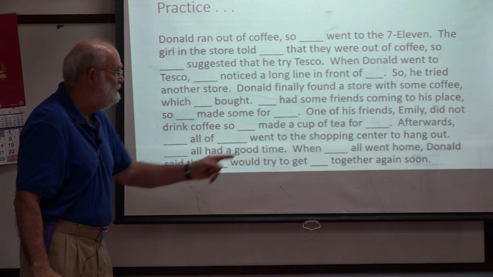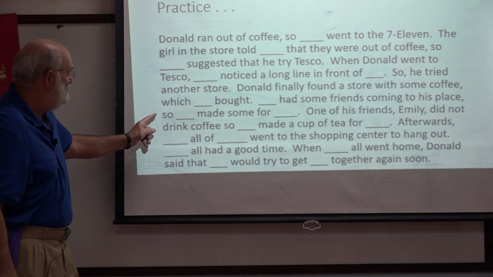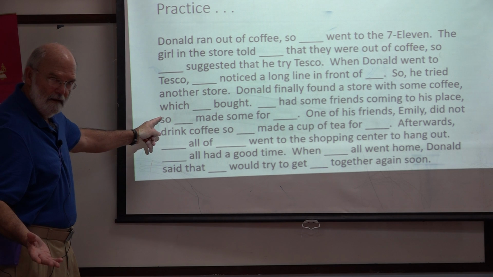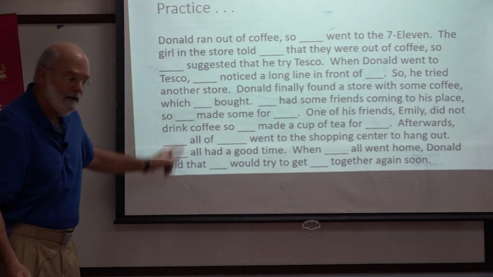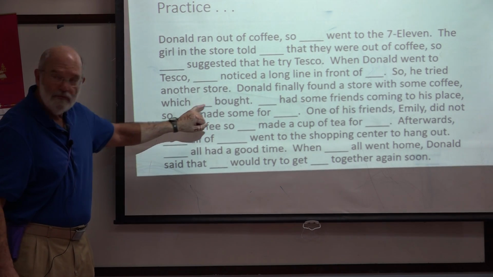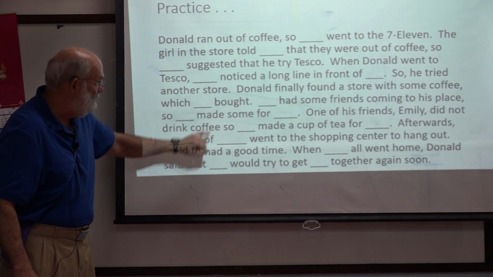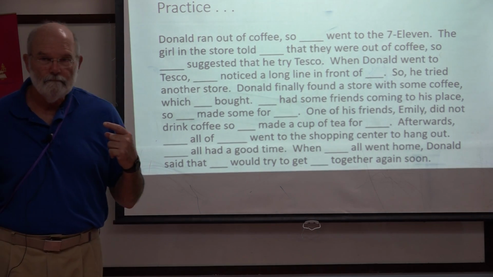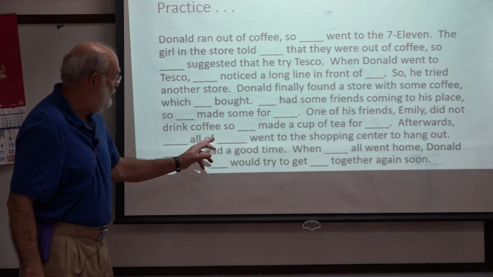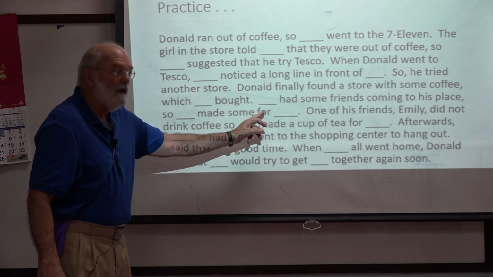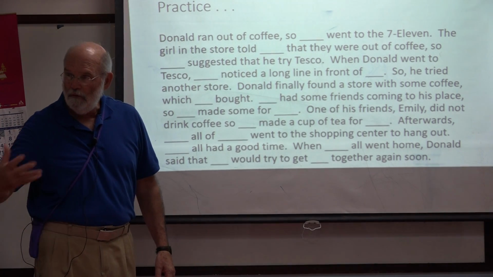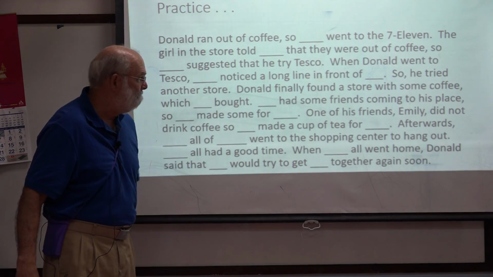He had some friends coming to his place, so he made. You see, we have a clause here. He is who's doing the action. So he made some for them. Because for them, because that's an object. This is who the coffee is being made for. So it's an object. Them.